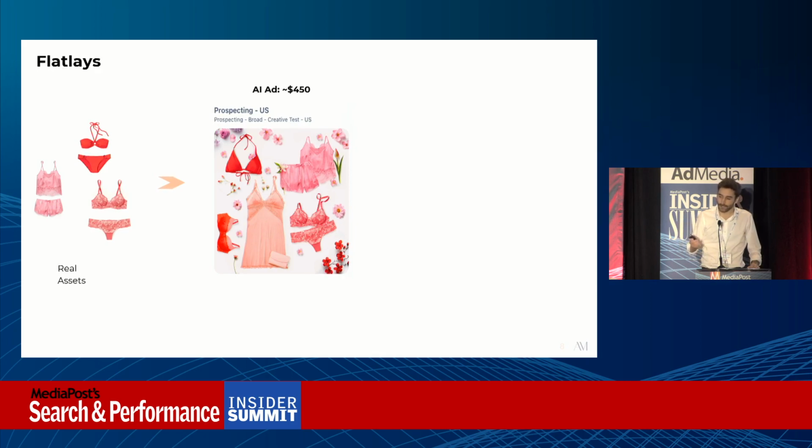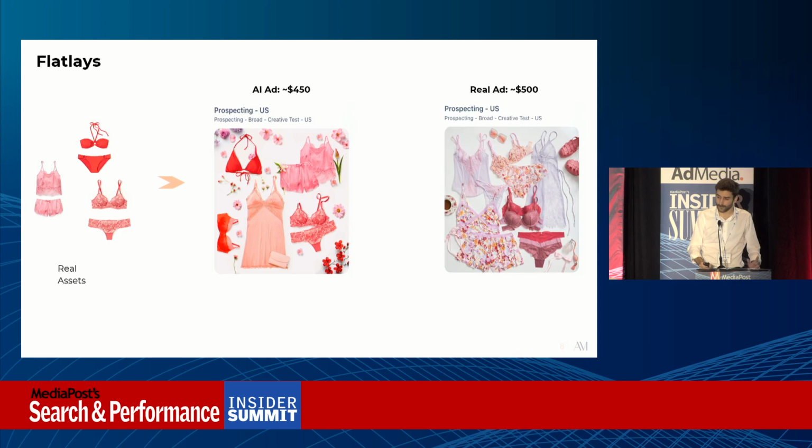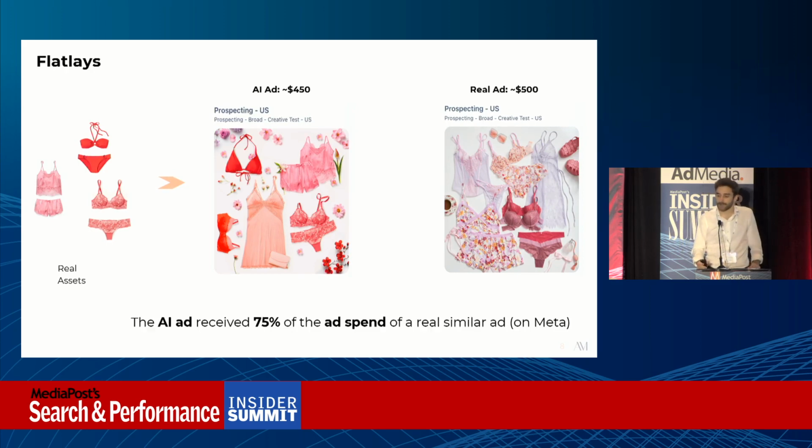$450. As a comparison, this is a real flat lay that we shot. It's about the same price, $500. And we ran both of these ads on Meta at the same time. What's interesting here is that the AI ad received 75% of the ad spend of the real ad.